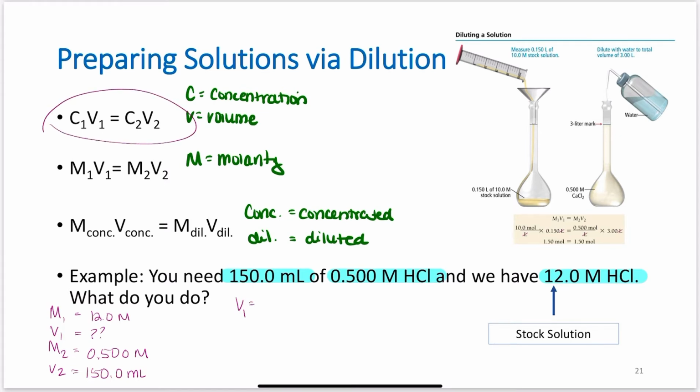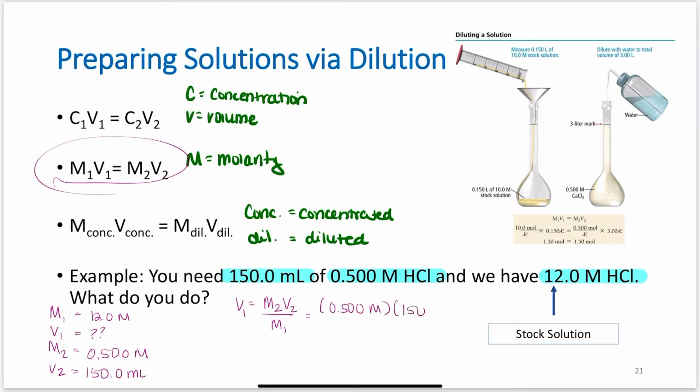I'm going to use this equation because I've written it with the form of M. Rearrange this equation to solve for V1. I get M2 times V2 over M1. Plug in what we know. We know M2 is 0.500 molar, V2 is 150 milliliters, M1 is 12 molar.